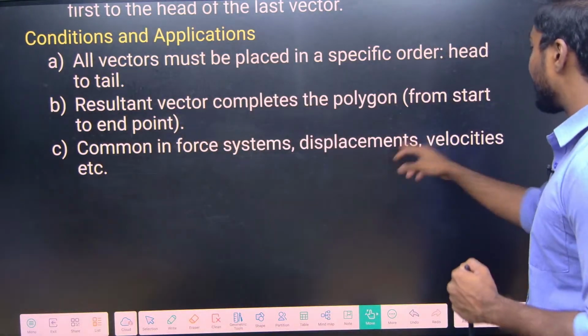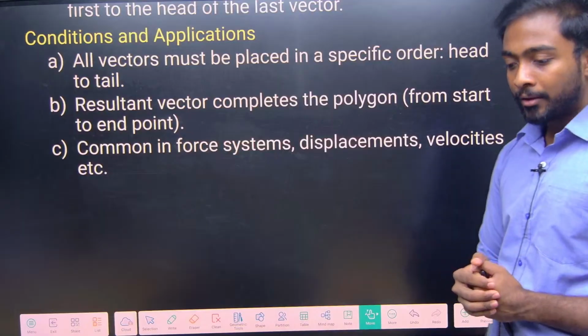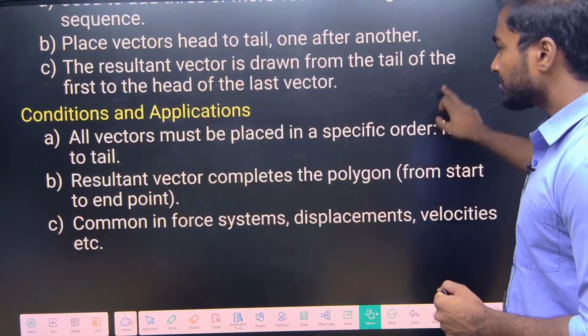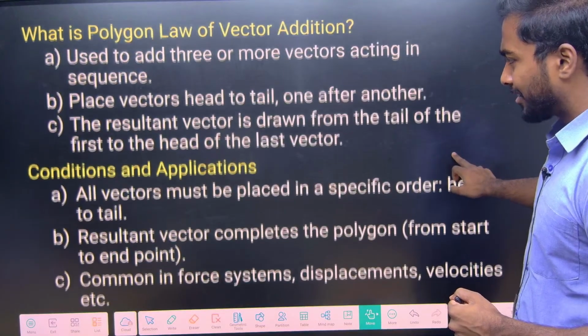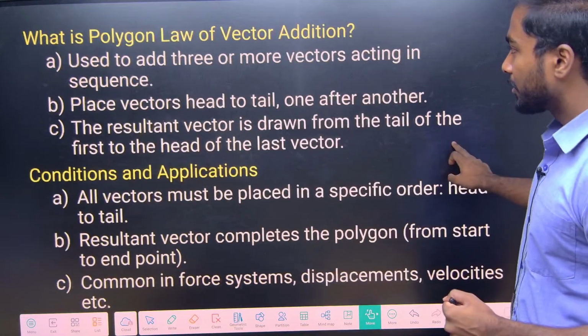So displacements, velocities, etc. These are the things. In laws of motion we will use the resultant vectors obviously.